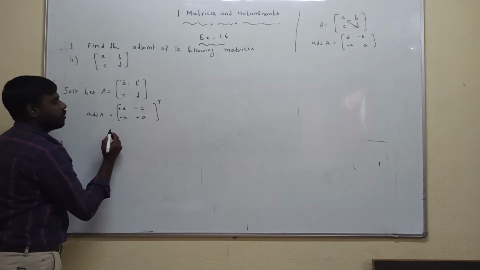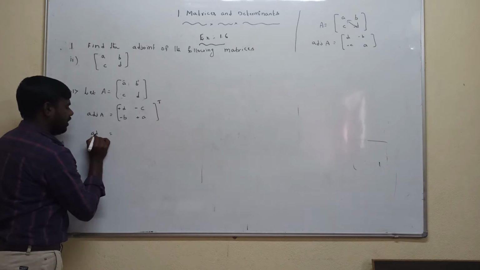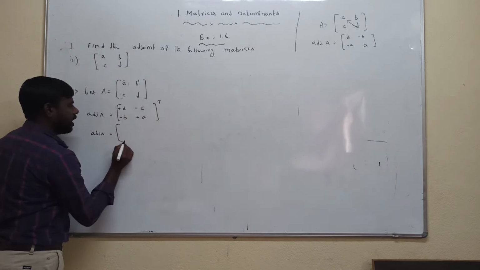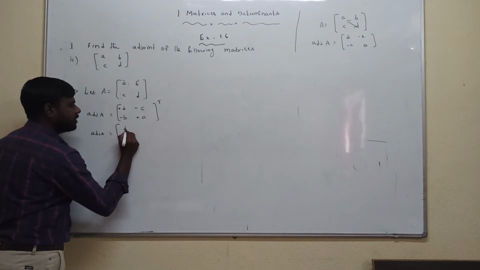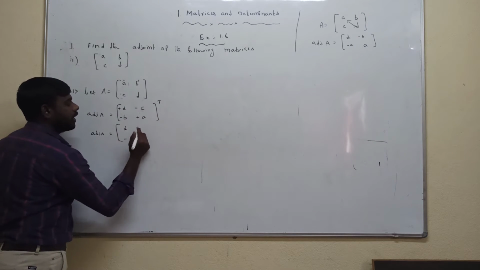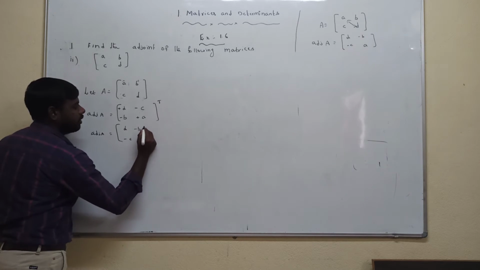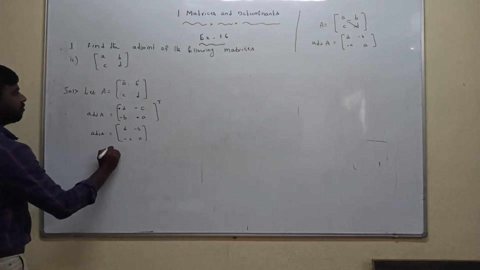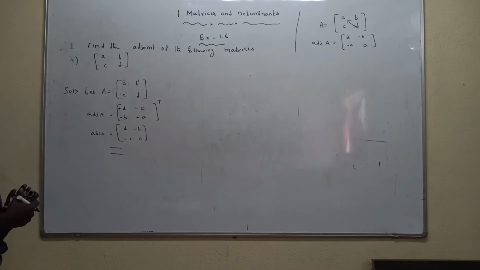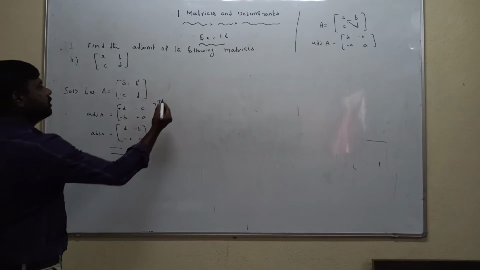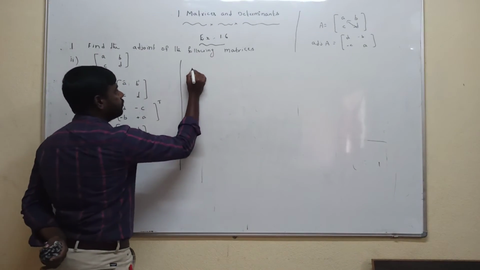Now, what does the transpose of the matrix mean? Interchanging rows and columns. The first row is interchanged with the first column, the second row with the second column. Minus D. This is the solution for this question. Only two steps, very, very easy. See the third question.